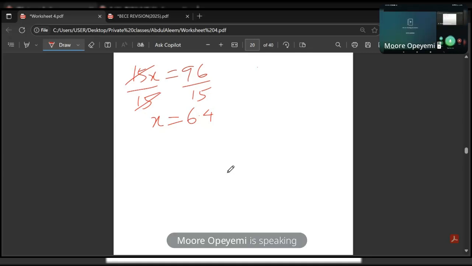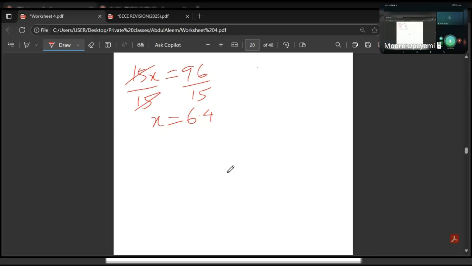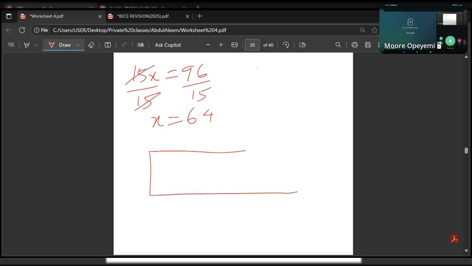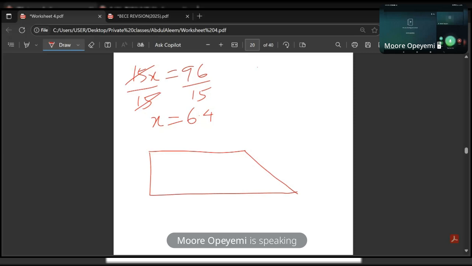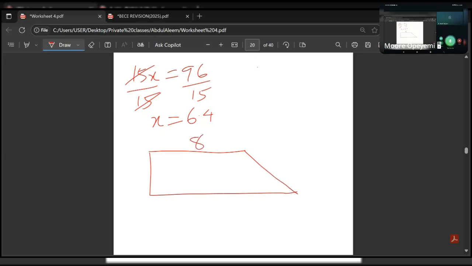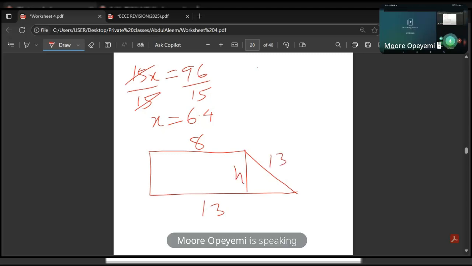Olatunji, you ask this question. Okay, yeah, this is the question. This is 8. This is 13. We have to find the height. This one is 13 as well. And then is the area given?